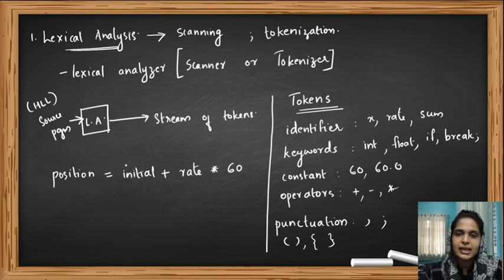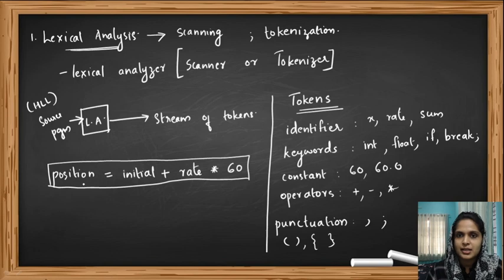Now the role of a lexical analyzer is to scan our input character by character, identify the lexemes inside this input, and then convert those lexemes into corresponding tokens. For example, in this statement, the term position will be considered as one lexeme. The operator equal to will be considered as another lexeme. Initial is one lexeme, plus is a lexeme, rate is a lexeme, star is a lexeme, and finally the number 60 is a lexeme. So the lexical analyzer will match these lexemes to the corresponding tokens and it will produce a stream of tokens as output.